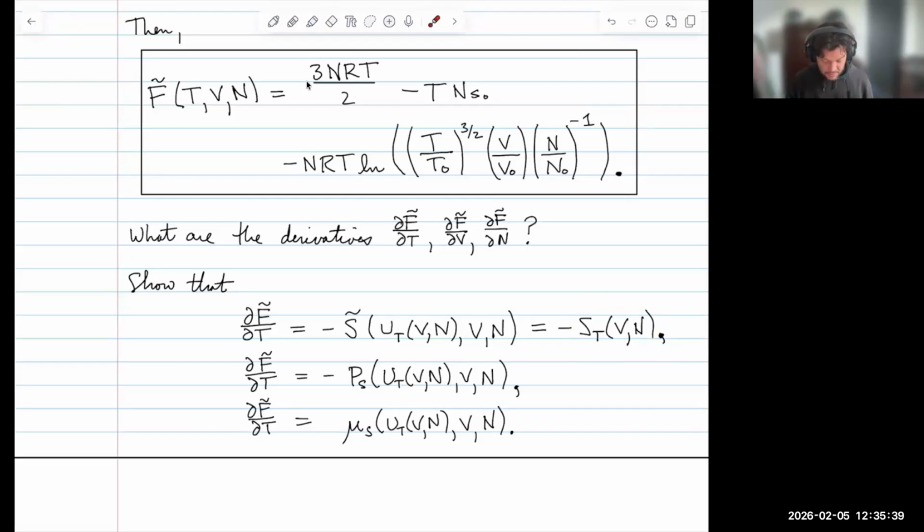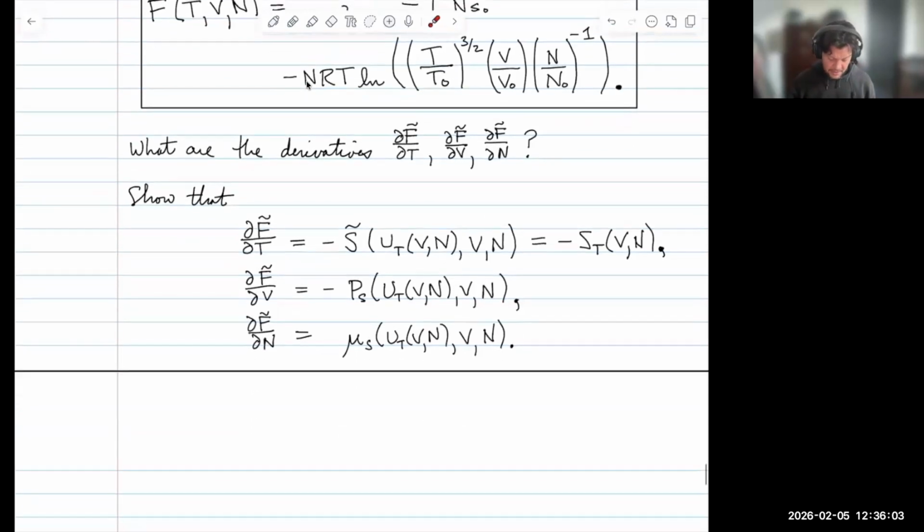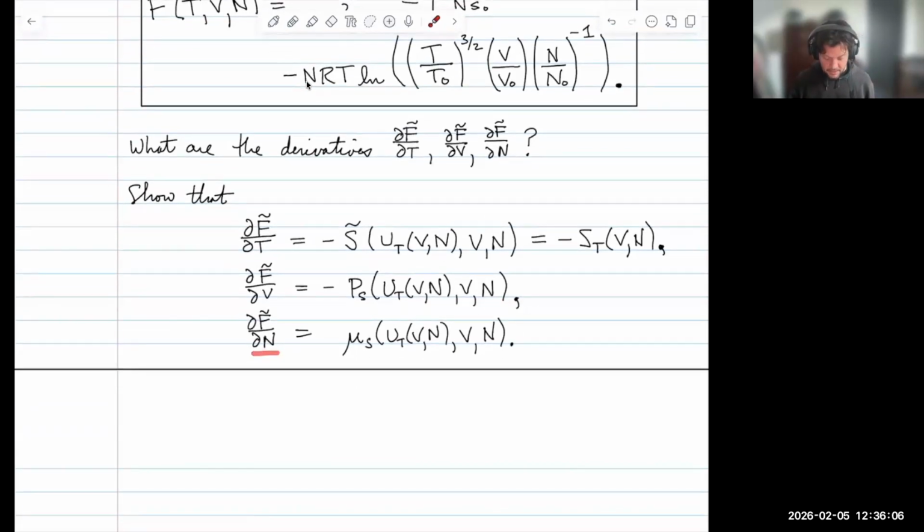Likewise, I should be able to show that the derivative of F with respect to T, sorry, this is not right. This should be V, and that should be N. The derivative with respect to V should be minus the pressure. This new pressure is now a function only of T, V, and N. Convince yourself of that by doing an example. And then finally, the derivative of F with respect to N, that's the chemical potential, and this is now a function of only T, V, and N. So I'm going to leave those as exercises, and that's where we're going to end for today.